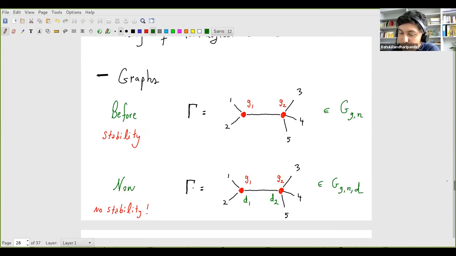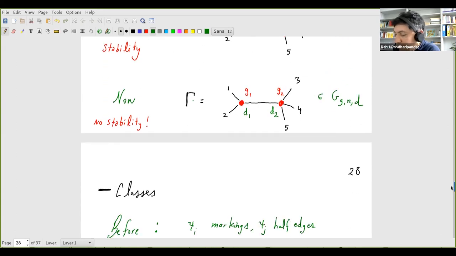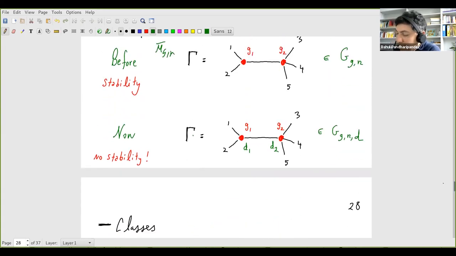So before we had M_{g,n} bar, so this was for M_{g,n} bar, and we had stability, and we had these graphs. Now we have no stability. But our graphs have slightly more data also. They have the degree data. On every vertex, we have not only the genus data, but also the degree data.